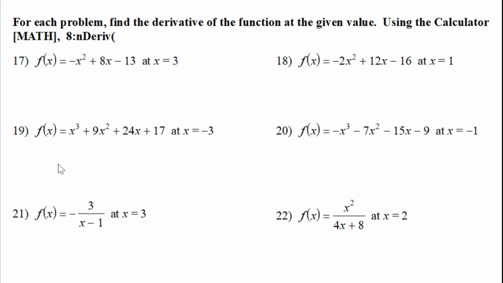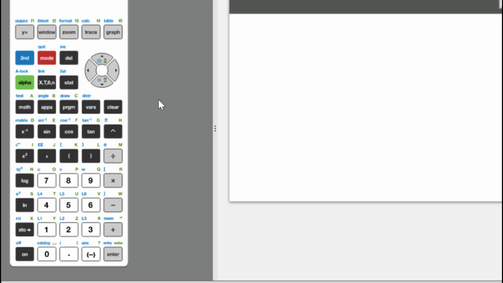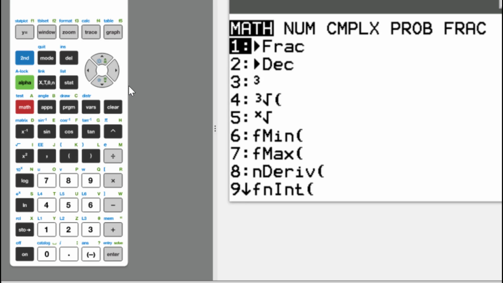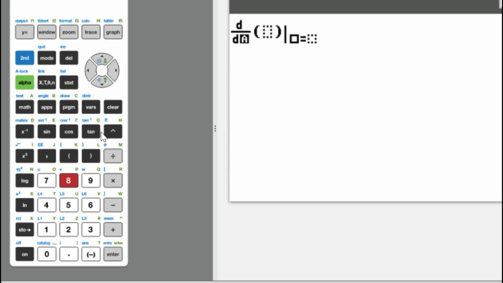Okay, on this next page, I'm going to show you how you can take the derivative with the calculator at a point. I'm going to work through the odds here so that it gives you a chance to do the evens. And I'll show you how to use the calculator to get the derivative at a specific point. So let's pull up our calculator. Calculator open, and we are going to go to the math menu. And we're going to go down to number 8, where it says nDeriv. And this is what it looks like when you open it up. If you have a newer calculator, you should have this little template, which makes it very easy.